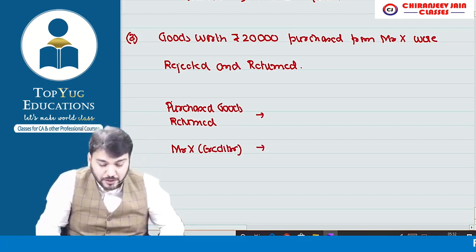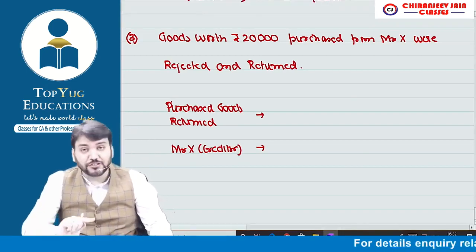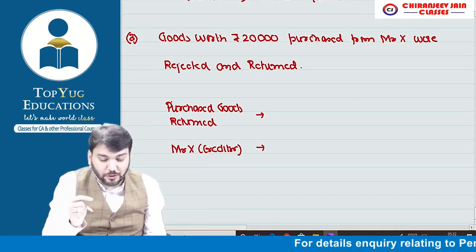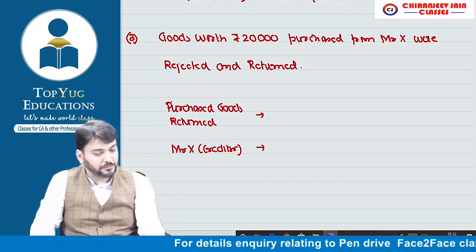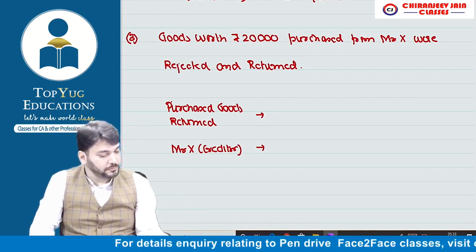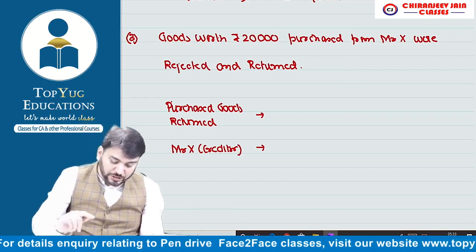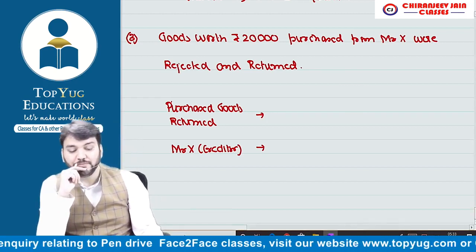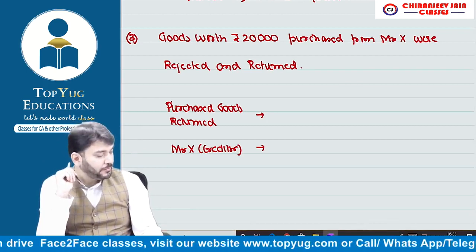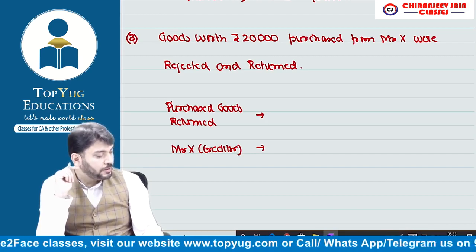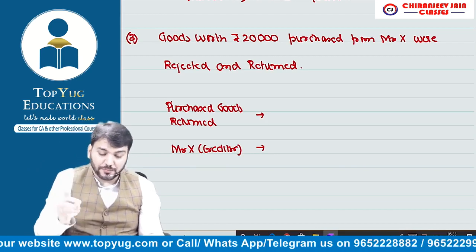Now tell me, for purchase goods return, which account will open? Everyone. Purchase goods return. Already I have explained. Which account will open? Everyone respond. No no, tell me the real word, which account will we open?